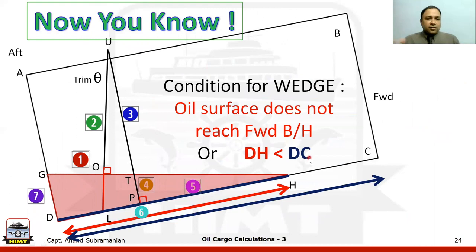So this is all about the wedge calculations. Now we know the conditions for the wedge: the oil surface does not reach the forward bulkhead and the value DH is less than DC. So now you should be confident in opening up the examination papers. Go ahead and solve those questions.